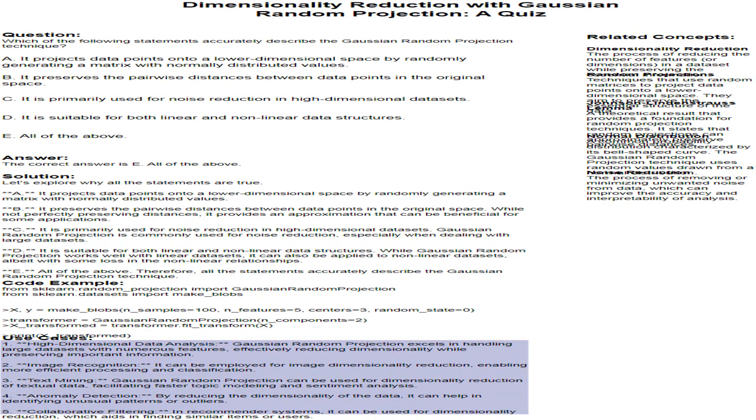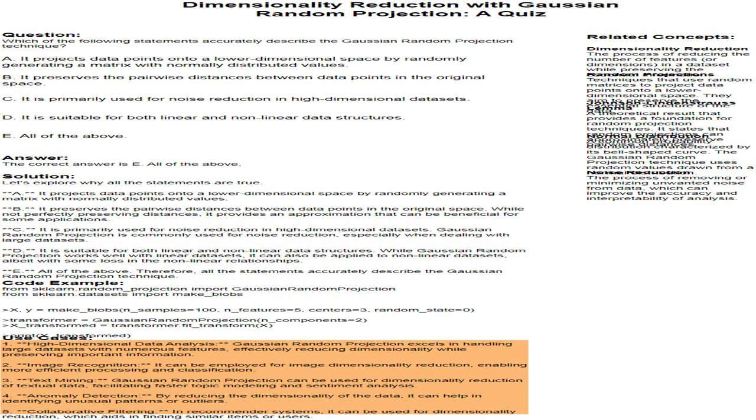2. Image recognition. It can be employed for image dimensionality reduction, enabling more efficient processing and classification. In image recognition systems, images often have a high number of pixels. Gaussian random projection can reduce the dimensionality of image data without losing important features like edges, textures, and shapes, thus speeding up image classification algorithms.